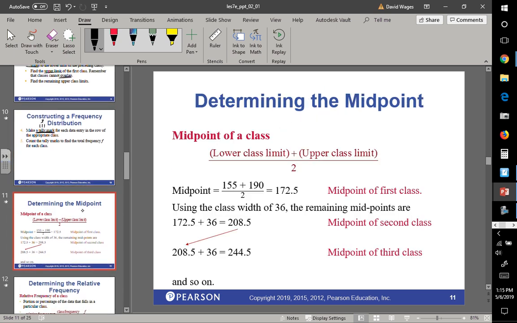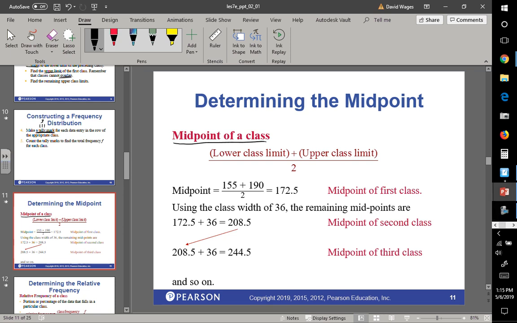Now, occasionally, we like to know the midpoint of a particular class. So anytime you want a midpoint of anything, you take the low value plus the high value and divide by 2. It's basically the average of the highest and lowest values.